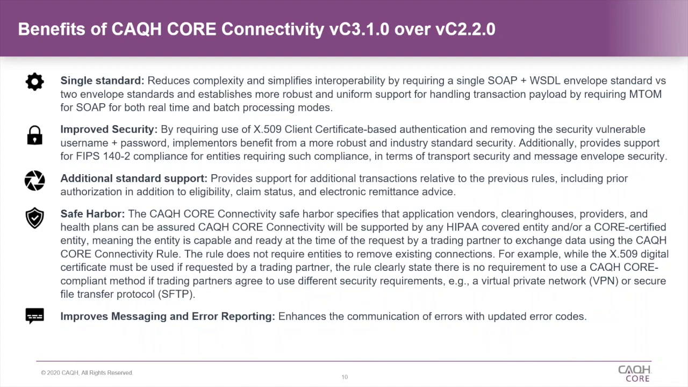And finally, the new version of the Core Connectivity rule improves messaging and error reporting. Again, this is really important between trading partners to ensure that if there are issues that do arise, and they often do, these types of errors and the error reporting and the messages that come back allow for quick remediation and resolution to those types of issues.